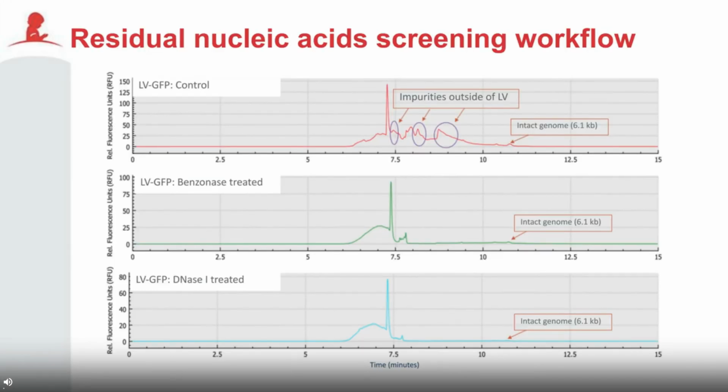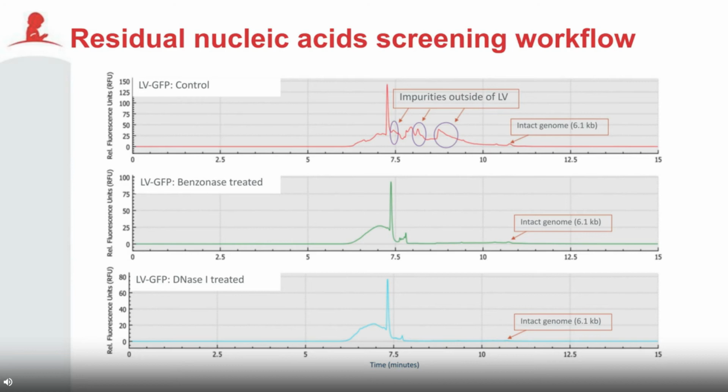So this slide shows results obtained in an in-depth analysis of the genome integrity of the LVGFP sample from the commercial vendor. The top panel shows the control results obtained without treatment of the sample before nucleic acid extraction. The middle panel shows results obtained when the samples were treated with either benzonase or DNase 1 before the nucleic acid was extracted.